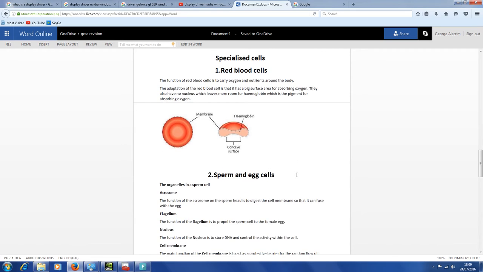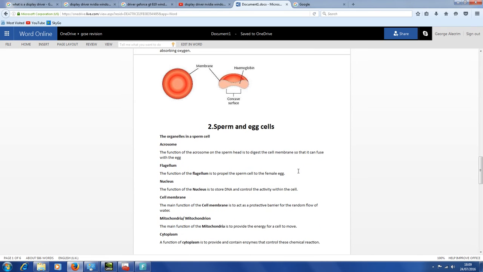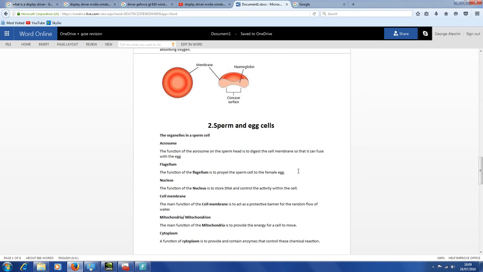Now, sperm and egg cells are another form of an adaptation cell. Now there's 2 extra organelles, acrosome and flagellum. Now the function of the acrosome is to digest the membrane of the egg cell, and the flagellum is for the sperm to get to the egg cell. Now that right there already is 2 adaptations. Now I've written out the functions of the organelles again.